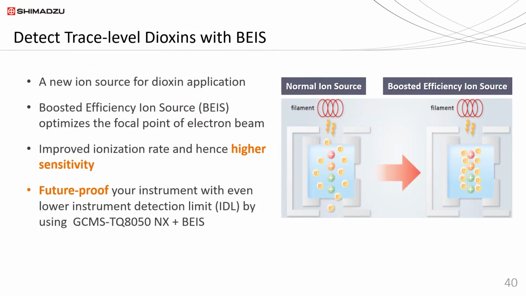In the event that trace level detection of dioxins is required, a newly developed boosted efficiency ion source, BEIS, can be used. This new ion source optimizes the focal point of the electron beam to improve both ionization rate and hence the sensitivity of the TQ8050NX. A lower instrument detection limit can be achieved with the combination of the TQ8050NX and the BEIS ion source.